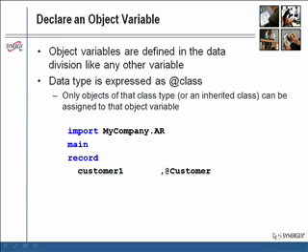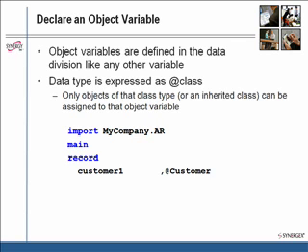There's nothing particularly special about object variables. They're defined in the data division like any other variable. What makes a variable an object variable is its data type. Whereas a normal variable might be defined as an A10 or a D6, an object variable's type is expressed as @classname. In this example, you can see that we've declared an object variable called customer1, and its data type is expressed as @customer.